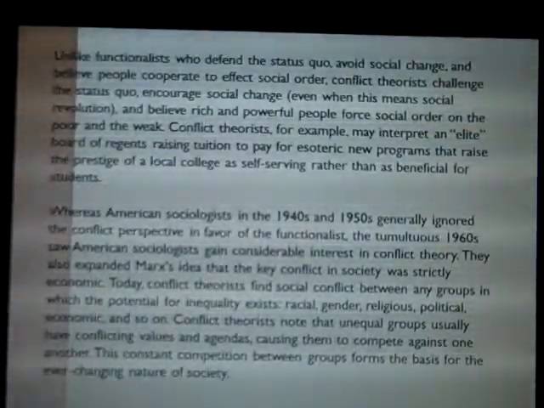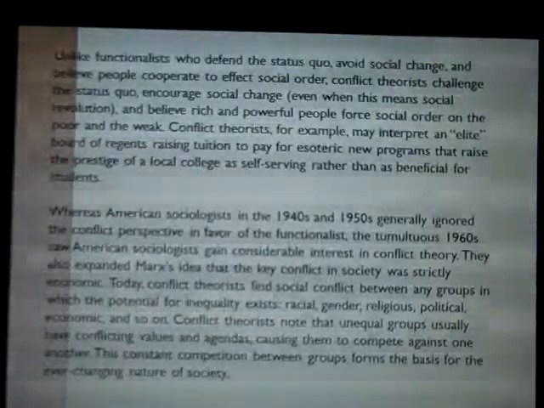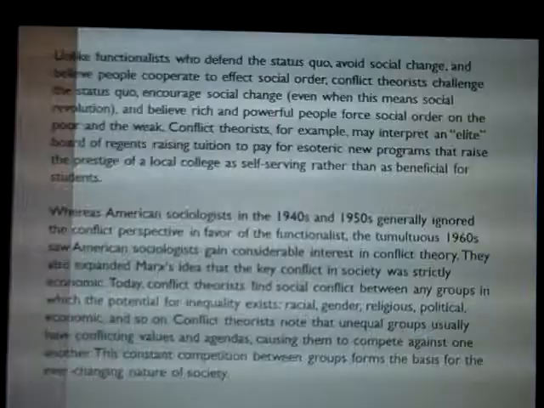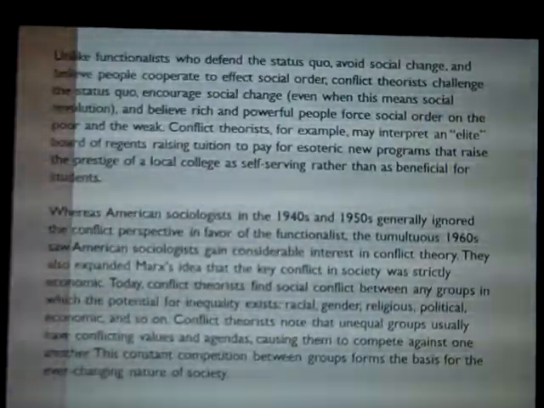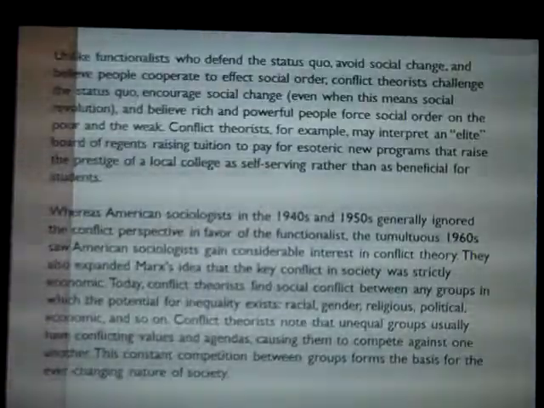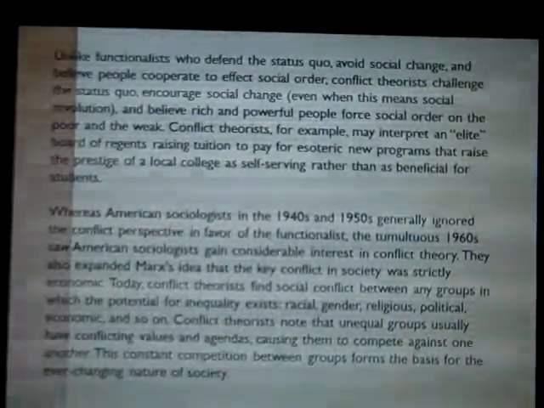Whereas American sociologists in the 40s and 50s generally ignored the conflict perspective in favor of functionalism, the tumultuous 1960s saw American sociologists gain considerable interest in conflict theory. They also expanded Karl Marx's idea that the key conflict in society was strictly economic.